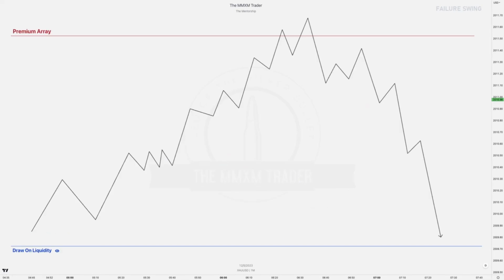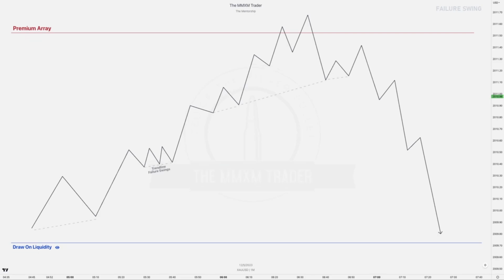So over here we got the inverse, right? This is a market maker sell model. So we've got our premium array up here and our draw on liquidity again down here. Now, what do we want to focus on, right? We want to focus on that low resistance liquidity. And where is that forming? Again, those failure swings, right? Those lows that fail to take out another low.